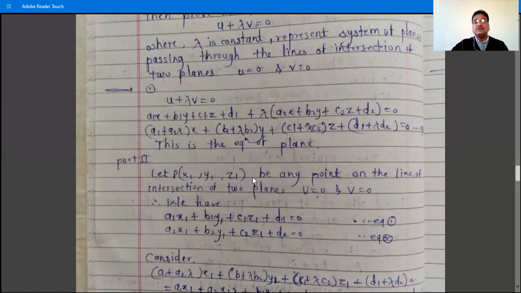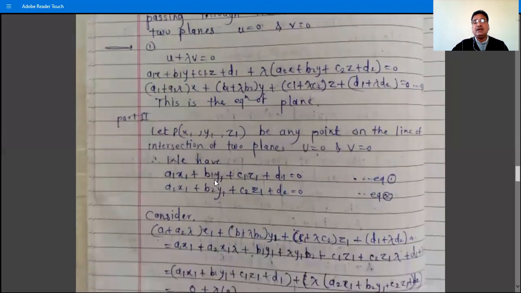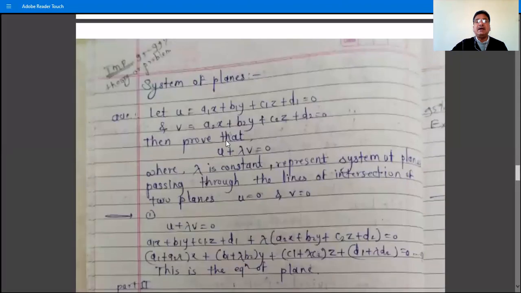So take P(x1, y1, z1) to be any point on the line of intersection of the two planes U = 0 and V = 0. That is, we have the line as the intersection of these two planes, and P(x1, y1, z1) is any point on the line of intersection. Therefore this point lies on the plane U = 0 as well as V = 0. As the point lies on the plane U = 0, the point satisfies the equation.